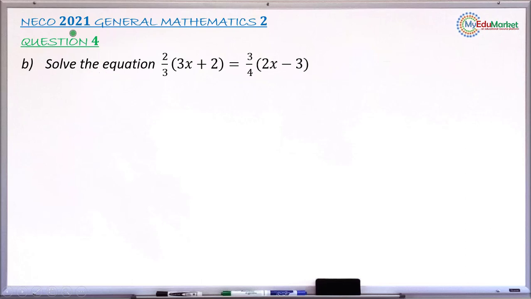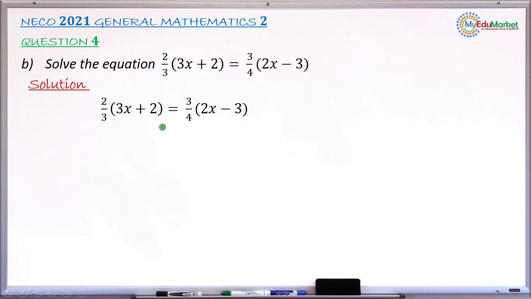This is NECO 2021 General Mathematics Paper 2, and we are answering question number 4B. The question says you have to solve the equation 2 over 3 into 3x plus 2 equals 3 over 4 into 2x minus 3. This is the equation that you are asked to solve. So let's attempt to answer this question, copying the given equation, that is 2 over 3 into 3x plus 2 equals 3 over 4 into 2x minus 3.